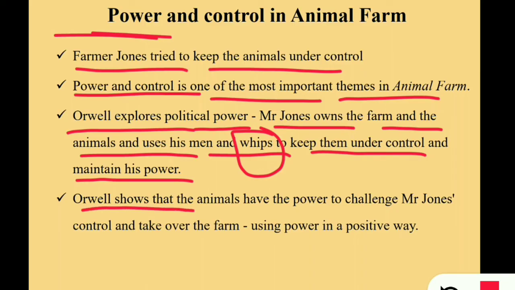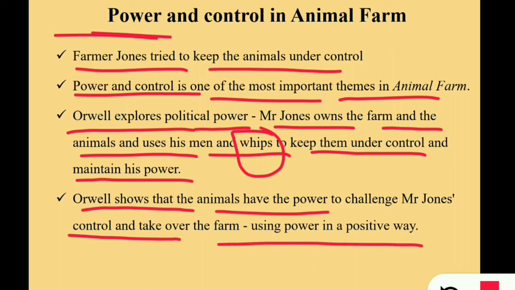Orwell shows that the animals have the power to challenge Mr. Jones, control and take over the farm, using power in a positive way. So here Orwell tries to say that there are two uses of power. One is positive and another one is negative. Negative power is shown by Napoleon who wants to govern, and Mr. Jones as well. But there are common people also who unitedly fought and were able to dethrone the present ruler, that is Mr. Jones, Farmer Jones. Alright, so through unity, everything is possible. This is also shown in the novel.